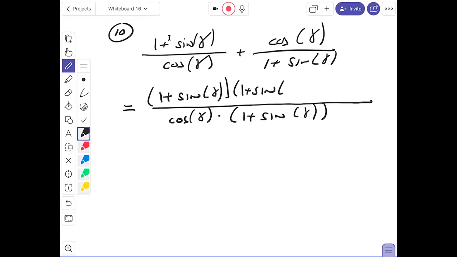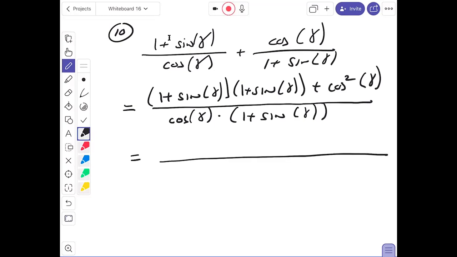It's a lot of work, isn't it? Over time, you get much better at this. And what goes over there? Cosine squared gamma. Wow, that doesn't look good. Let's keep going through it. And I'm really interested in doing the top, by the way. And if you multiplied it out, what would you get? You get 1 plus 2 sine gamma plus sine squared gamma plus cosine squared gamma.